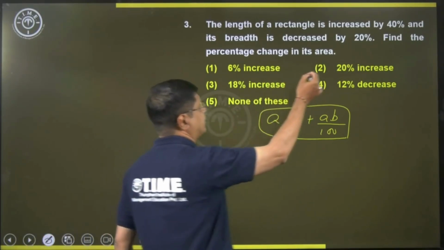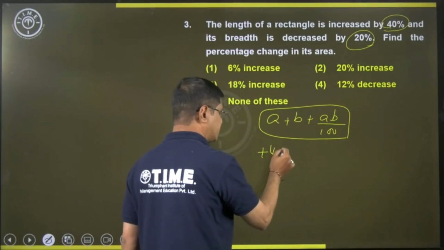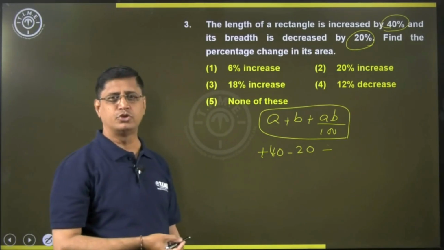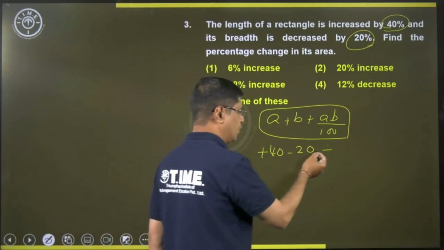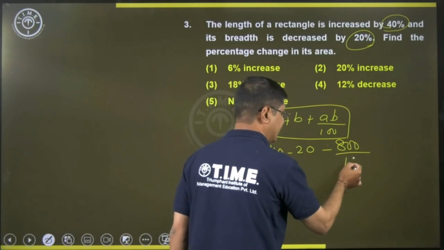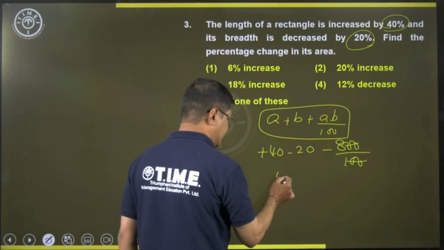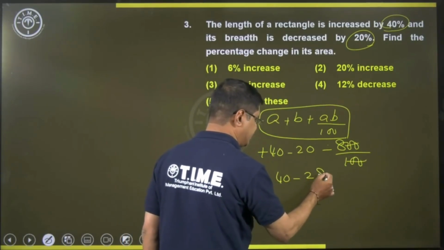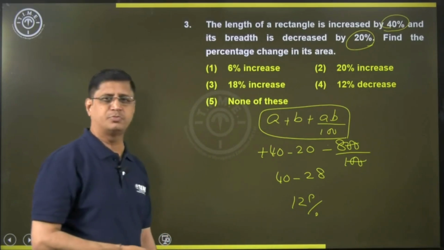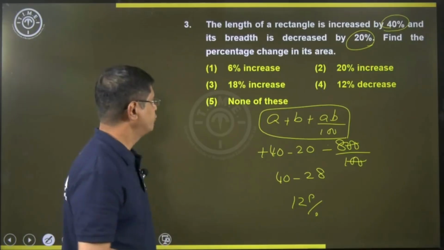Now, what is the first one? 40% increase. Second one is 20% decrease. So, plus 40 minus 20. The product of these two is minus into plus, that is a minus. Now product here, 40 into 20, 800 by 100. Simplify, 0 to 0 we can cancel. 40 minus 8, that is positive 12. Positive 12 means increase by 12%. What is the final change here? Change in the area, that is increase by 12%.